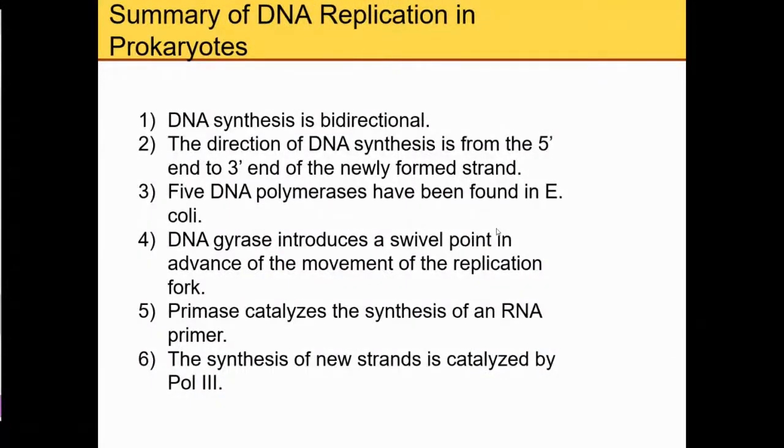So the summary of the DNA replication in prokaryotic cell: the DNA synthesis is bidirectional. The direction of DNA synthesis is only one direction, 5 prime to 3 prime. And then the gyrase basically introduces the negative supercoil for the DNA during the replication, and primase catalyzes the synthesis of RNA primer. And the synthesis of new strand is catalyzed by the DNA polymerase 3. Okay, so that's the summary of the DNA replication.